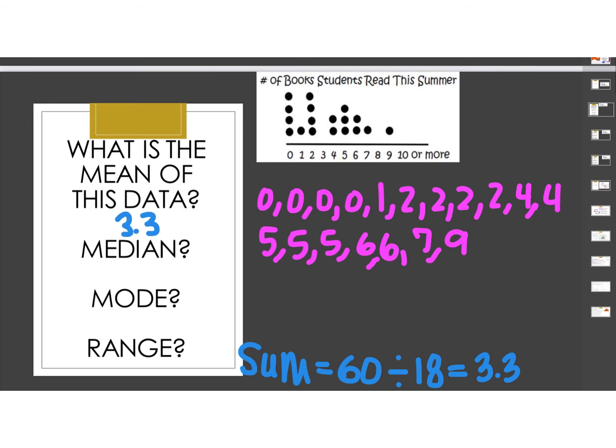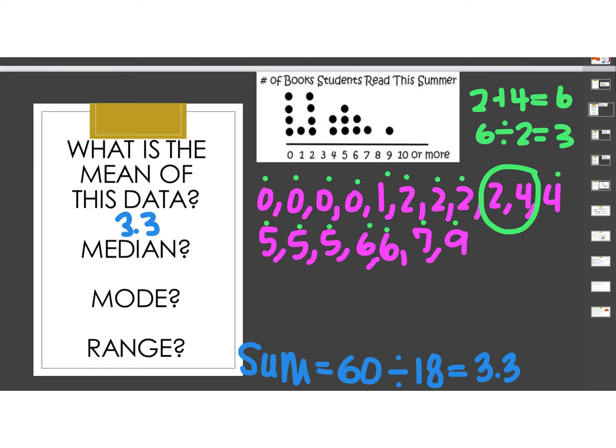Now for the median, that's the number in the middle. So I'm going to start from the outside and work my way in. 1, 1, 2, 2, 3, 4, 5, 5, 6, 6, 7, 8. All right, so we should end up with these 2 numbers in the middle, 2 and 4. So we need to add these 2 numbers together, 2 plus 4, which is 6. And we're going to do 6 divided by 2, which is 3. And if you think about it, 3 is perfectly in the middle of 2 and 4, so the median is 3.